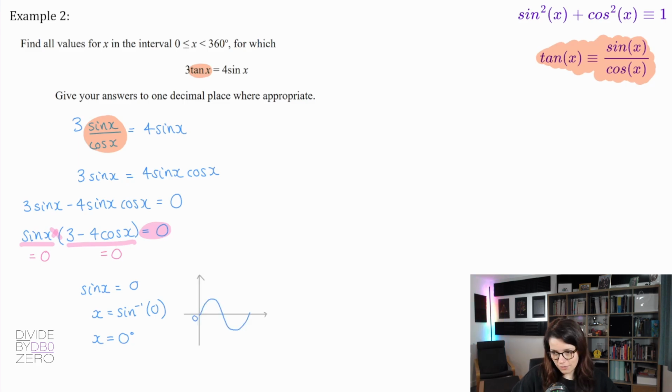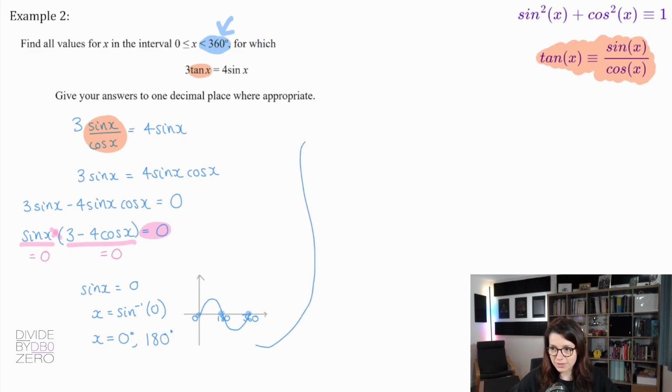There's sine 0, 180, 360. So sine x equals 0 here, here, and here. However, just watch out. We actually don't want to include 360 in our answers because the original range up there did not include 360. Therefore, here we've got 0 and 180 as valid answers.